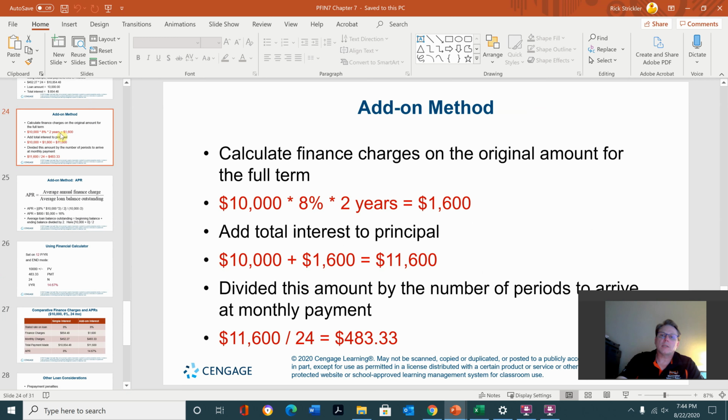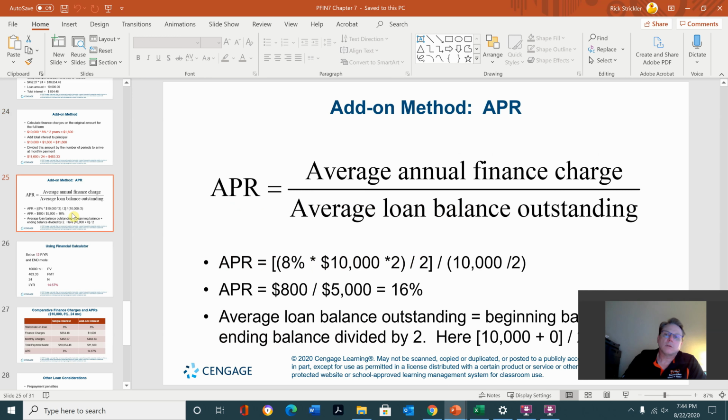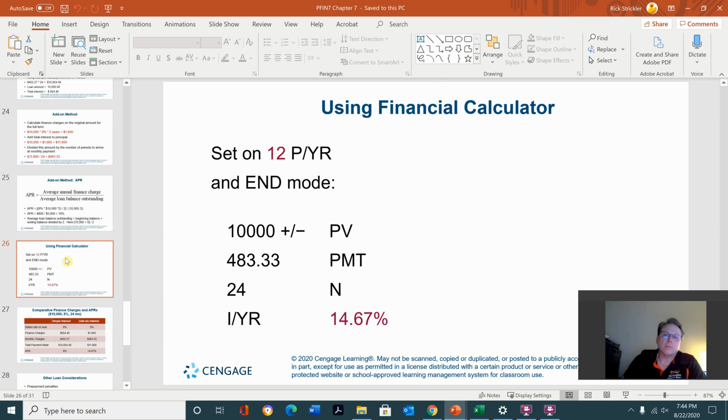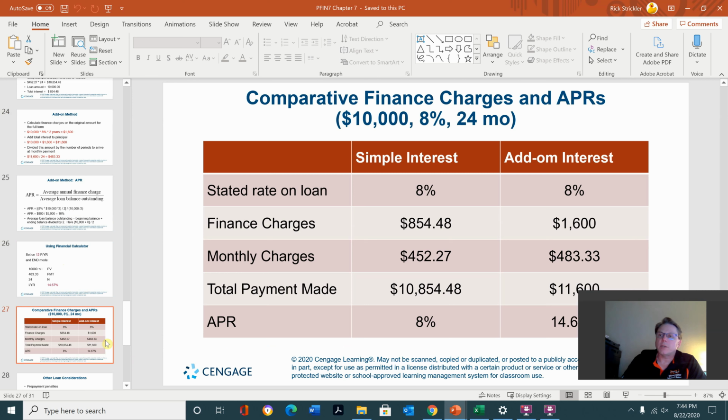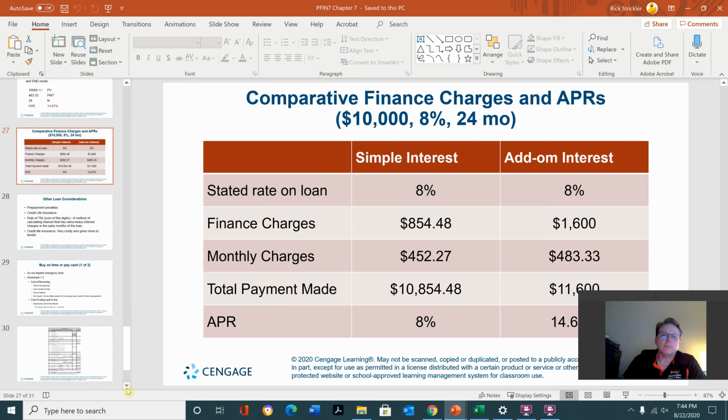Okay, add-on method, 10,000 times 8% times 2 years, 1,600. That's 11,600 divided by the number of payments, so that's $483.33 for 24 months. Okay, all these are just different examples of how you calculate them. Okay, the easiest way is just to get on the computer, get a financial calculator and put the numbers in, and it'll work its way out.